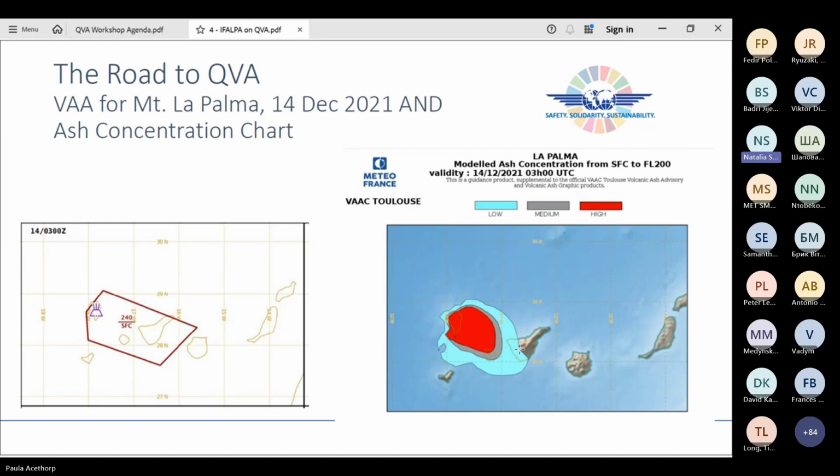Of course, the cost function that Raimund brought up is up to the operator. Does he even want to fly there? But that's what they have to decide.